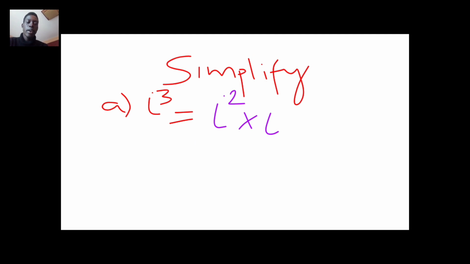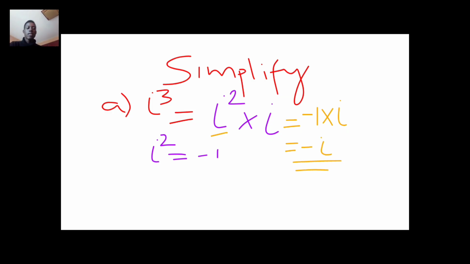So for now we are simplifying this. You know already that i raised power 2 is equal to negative 1. What you will do here, you will substitute it here. You will have negative 1 times i, which is going to be negative i. So that is how you can simplify this question.